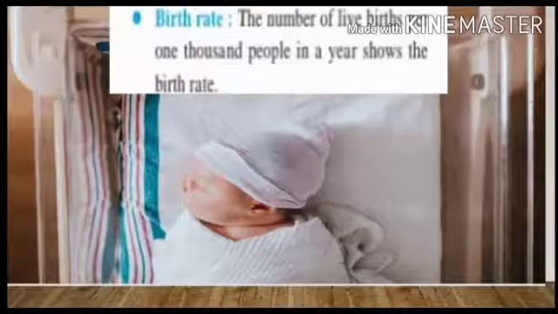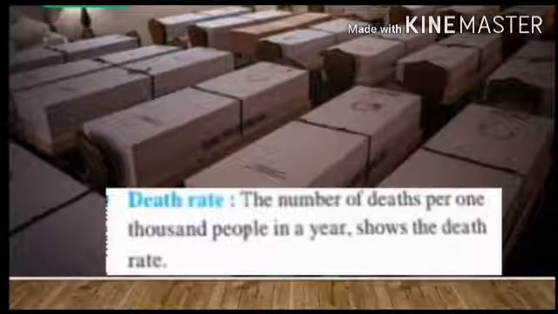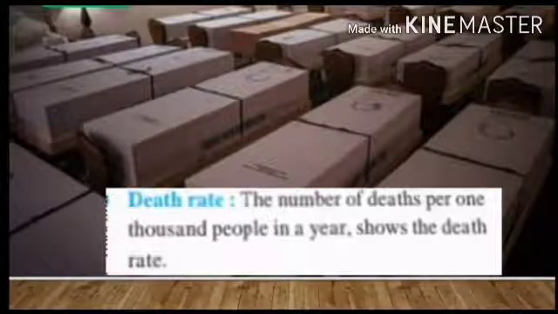Birth rate. The number of live births per 1000 people in a year shows the birth rate. Means in a country, out of 1000 people, how many children are born in a particular area will be called the birth rate of a country. Death rate. The number of deaths per 1000 people in a year shows the death rate. Means in one particular year, among 1000 people, how many people are dying? That will be called the death rate of a country.